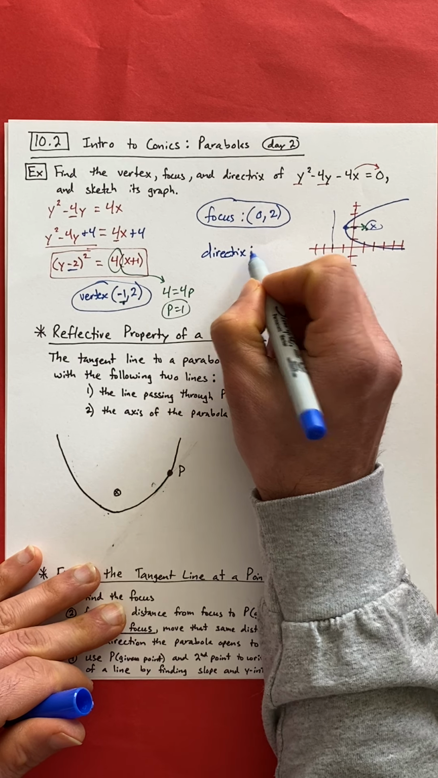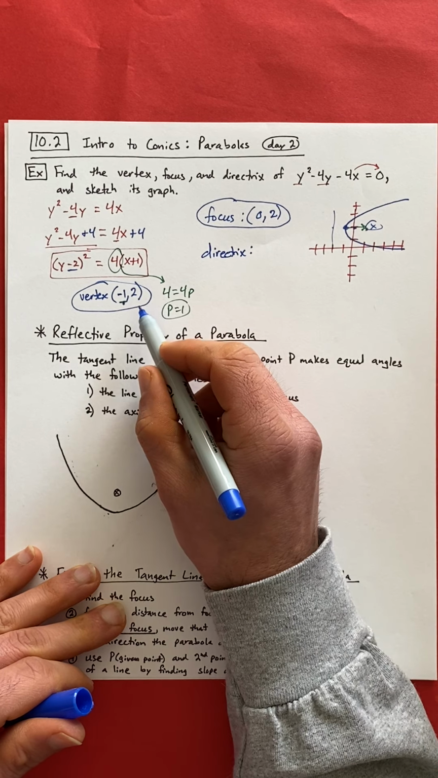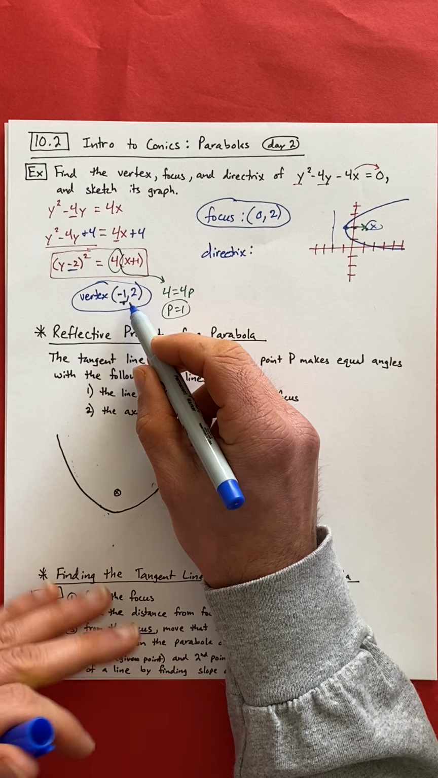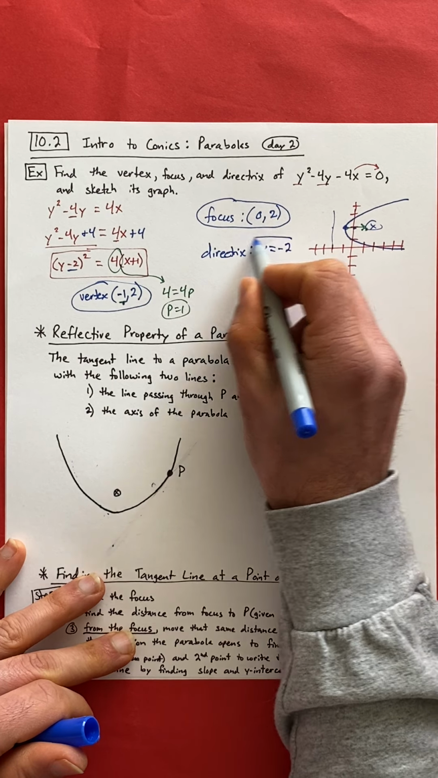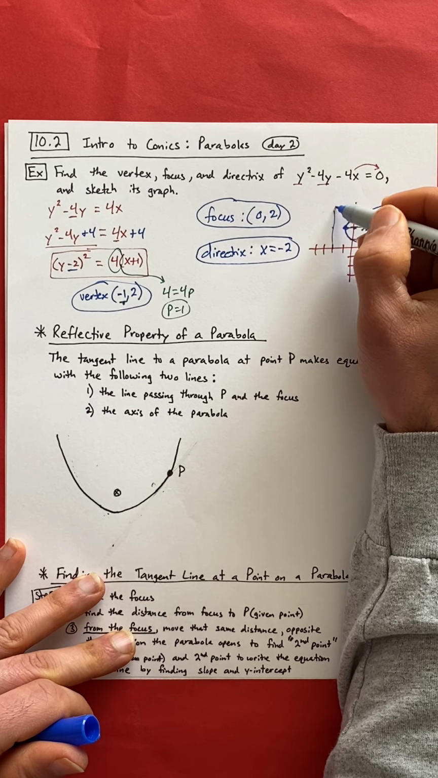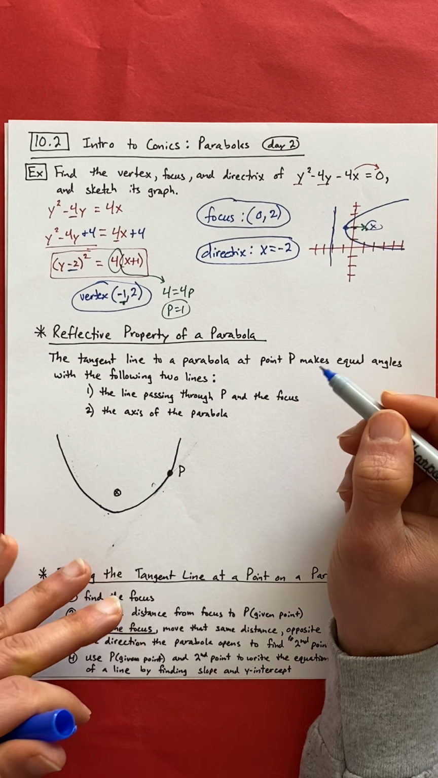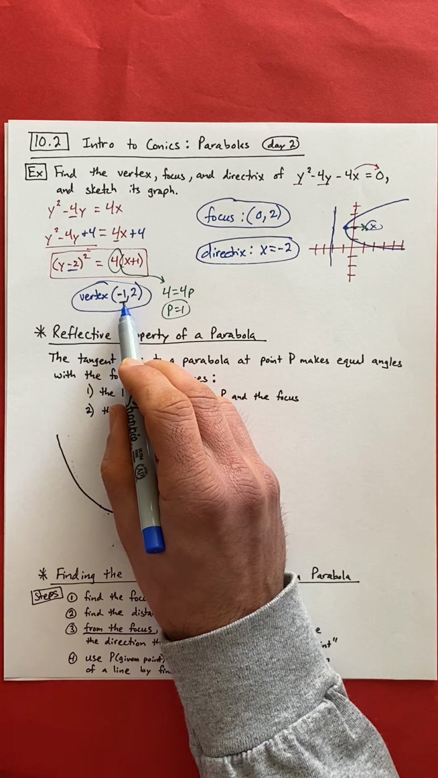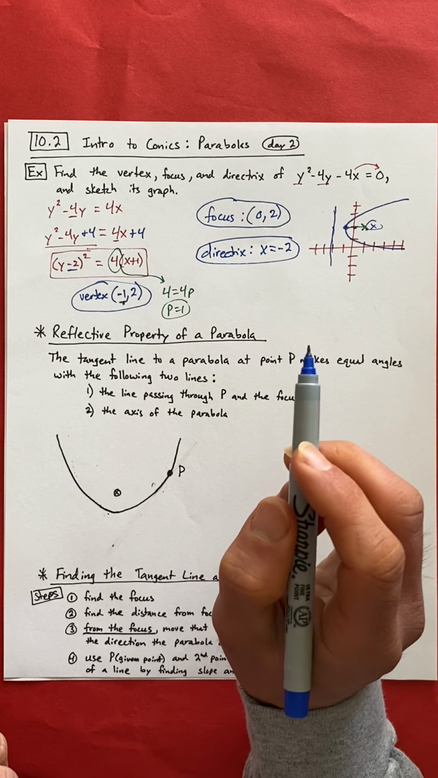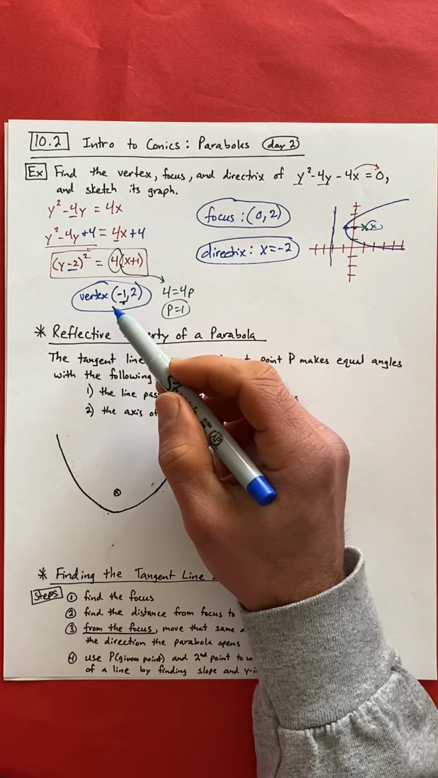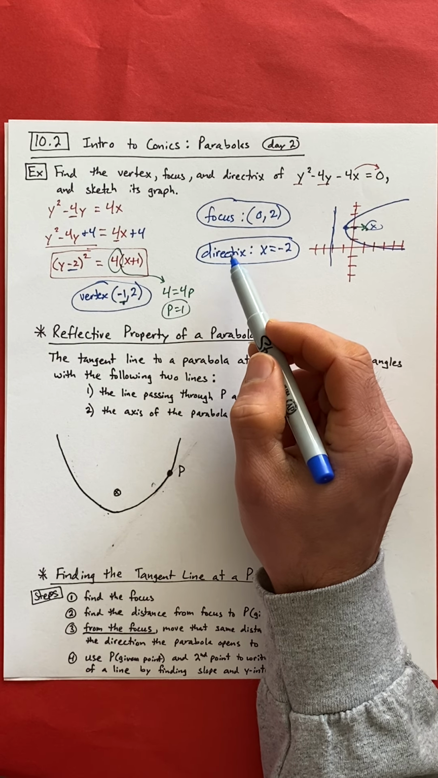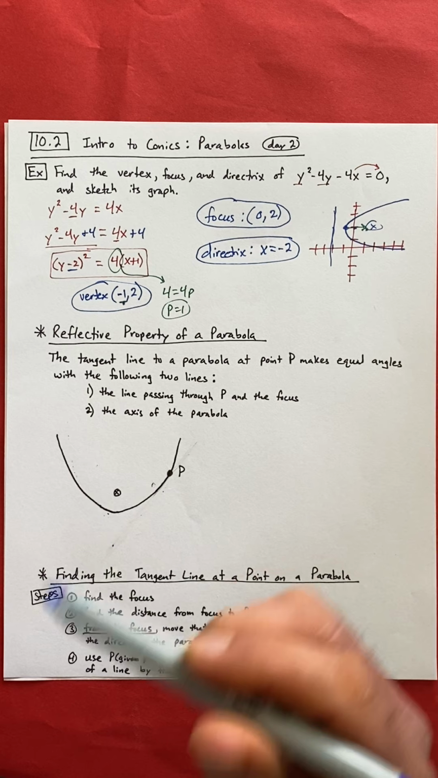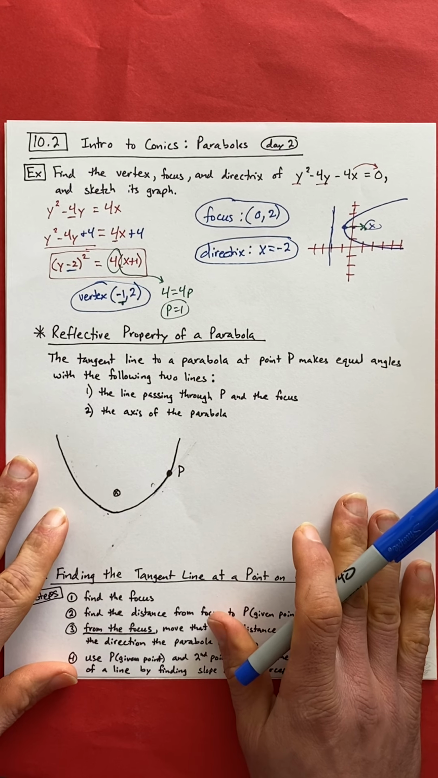Remember, the directrix is a line, so I don't write it as a point saying negative 2, 2. I write it as x is equal to negative 2. If you look at the picture, you can tell that this would be a vertical line, and we're dealing with just the x value. So there's my focus, there's my vertex, focus, and directrix. And again, good example to make sure that we're okay with what we did yesterday.